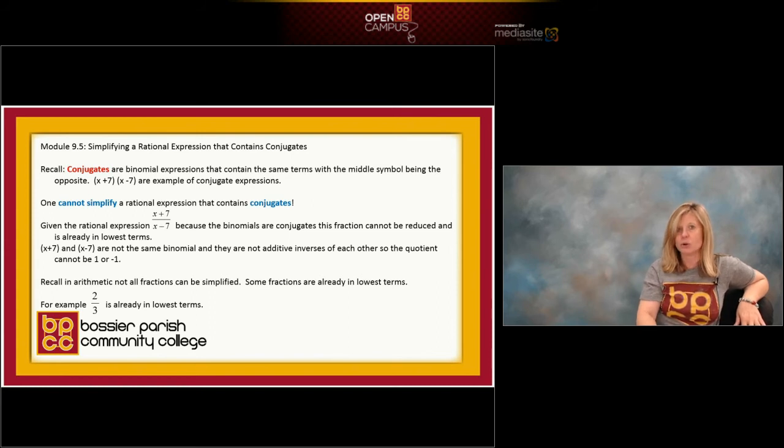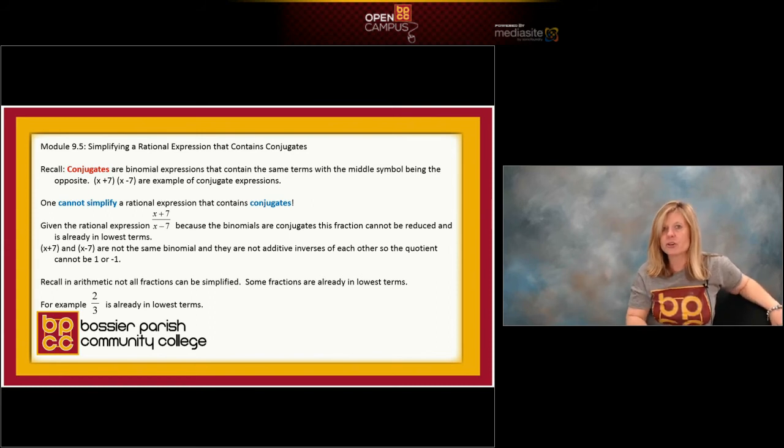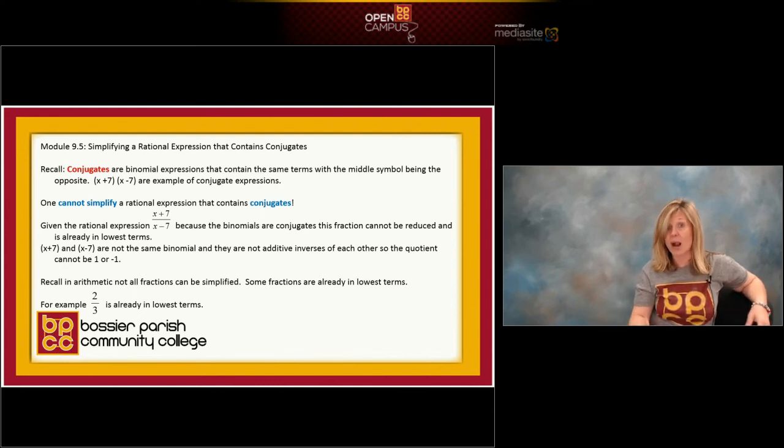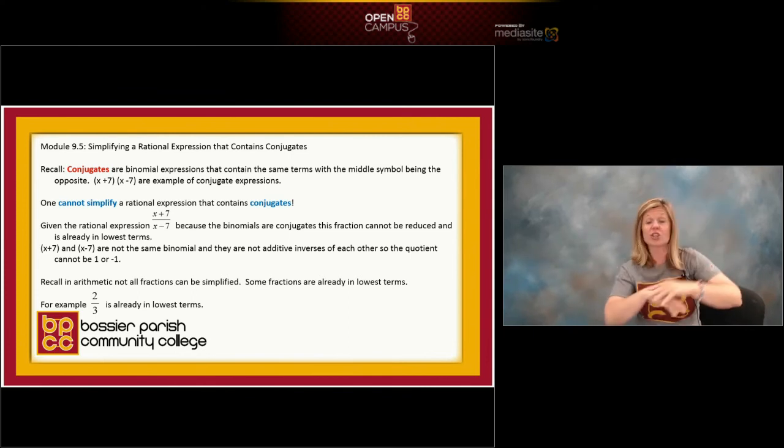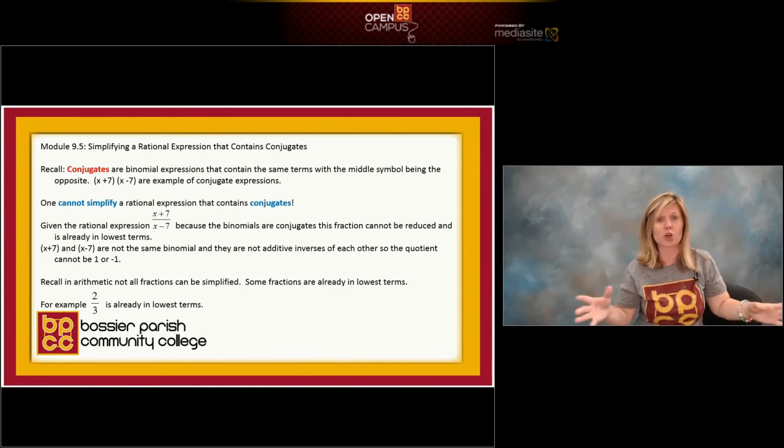And here comes a rule. There's nothing you can do to reduce a conjugate. A conjugate is in lowest terms. You cannot divide that or make it any smaller. And that's what you got to start practicing. If I give you a binomial over a binomial, and you know those binomials are conjugates, that's it. The fraction's in lowest terms.